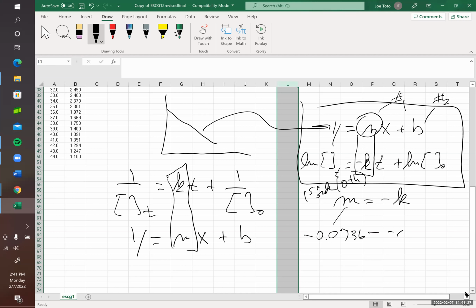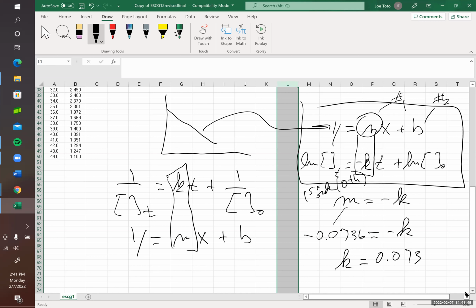that equals minus K. So K equals 0.073, or whatever it comes out to. I think it's close to that. So you see K's positive, the rate constant.